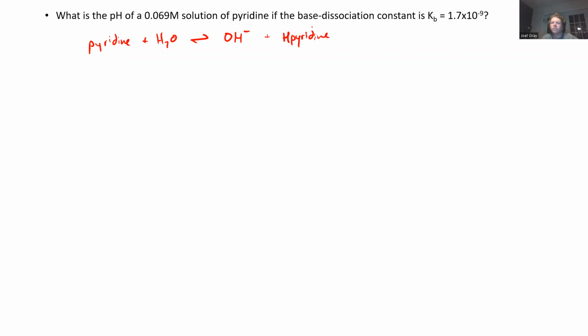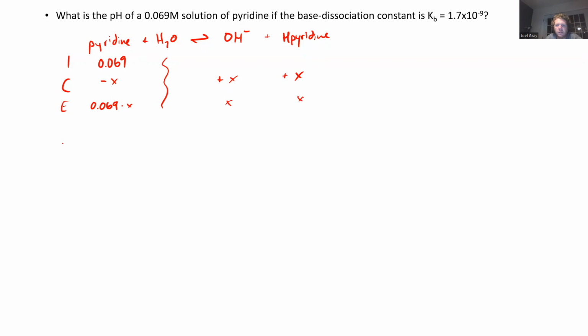Now, my initial concentration of pyridine is 0.069. I don't care about the concentration of my water. Really what I care about is the concentration of my hydroxide. I know that this is going to dissociate, so I'm going to have a change of minus X. Therefore, for my hydroxide I'm going to have a plus X, and for my H pyridine, I'm going to have a plus X as well. Now, at equilibrium, I'm going to have 0.069 minus X, and then X and X.